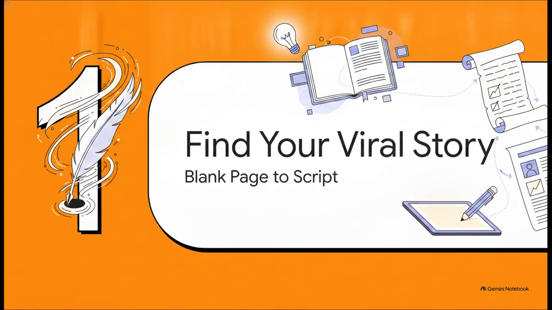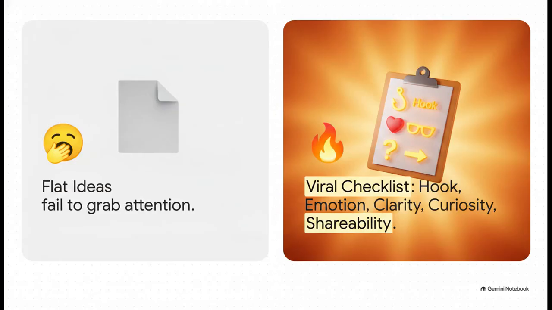All right, let's dive into step 1, finding your viral story. We're going from a blank page to a gripping script. Because listen, stunning visuals absolutely will not rescue a boring idea. Before you even think about touching an AI image generator, you want your story idea to score at least a 20 out of 25 on this viral potential checklist.